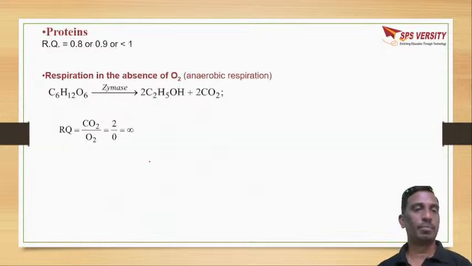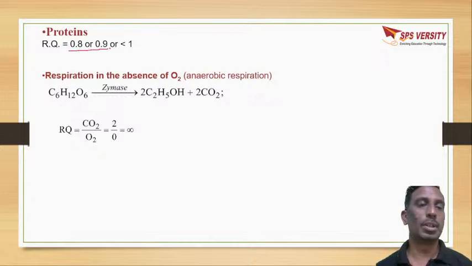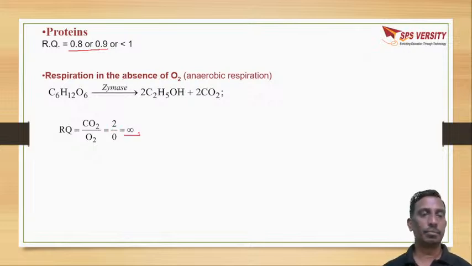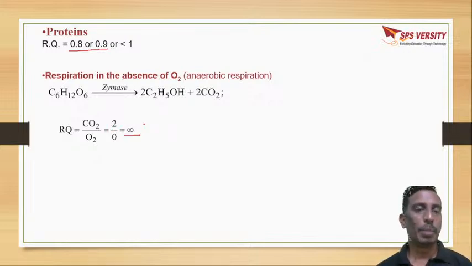Proteins में है तो it is also less than 1, 0.8 or 0.9. Anaerobic respiration में सिर्फ CO2 रिलीज होता, O2 नहीं यूज होता. 2 divided by 0, which is infinity. So by seeing the RQ value, we can see what respiratory substrate is involved.